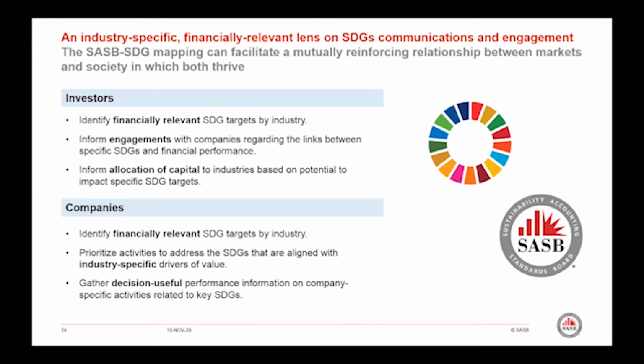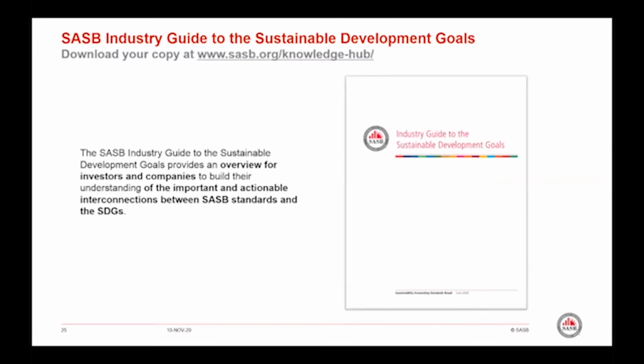On the company side, we also believe that our mapping effort will help companies identify SDG targets that are financially relevant by industry. And in so doing, this will hopefully help prioritize activities to address these SDGs via company operations, the rendering of services, and the design of products. Finally, we hope that companies use these exercises to gather decision-useful performance information on company-specific activities related to key SDGs.